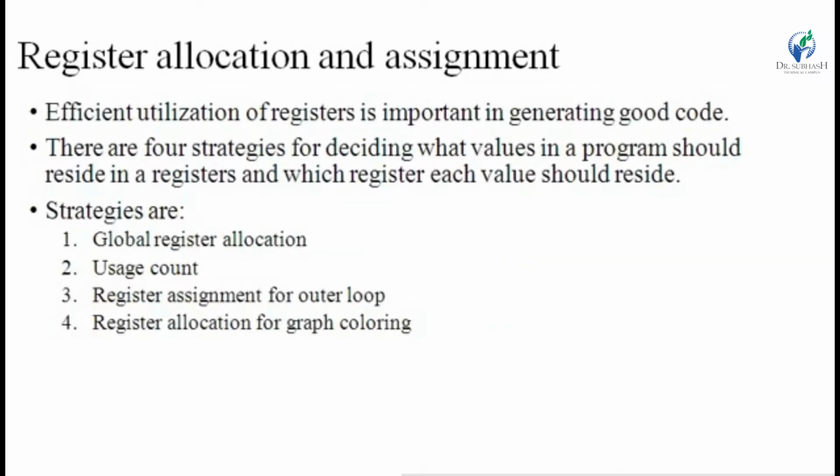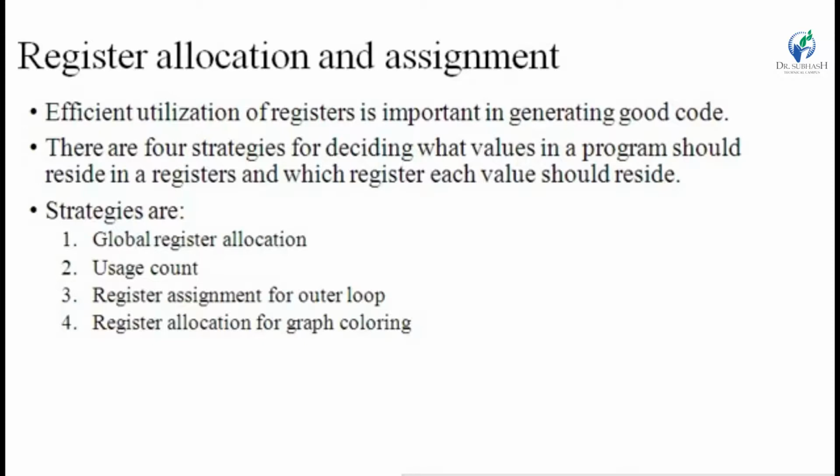Next, register allocation and assignment. So efficient utilization of registers is important in generating good code. There are 4 strategies for deciding what values in a program should reside in registers and which register each should reside in. There are 4 strategies: global register allocation, usage count, register assignment for outer loop, and register allocation by graph coloring.